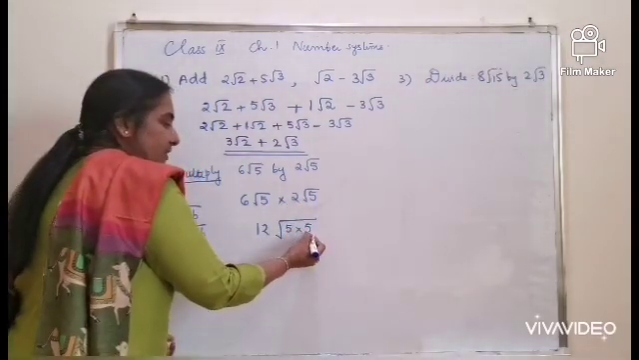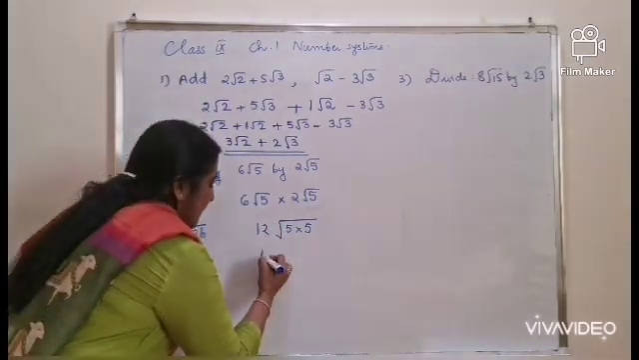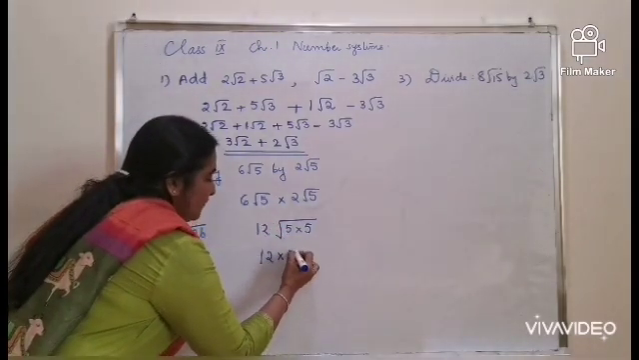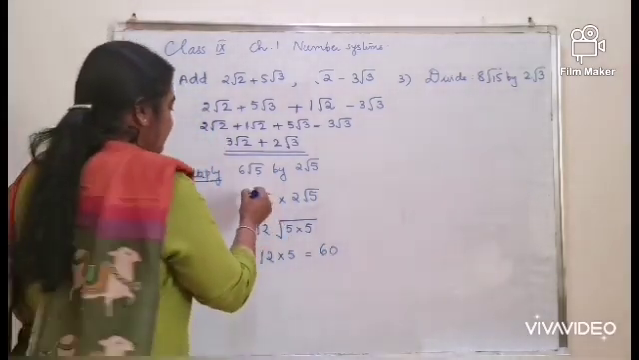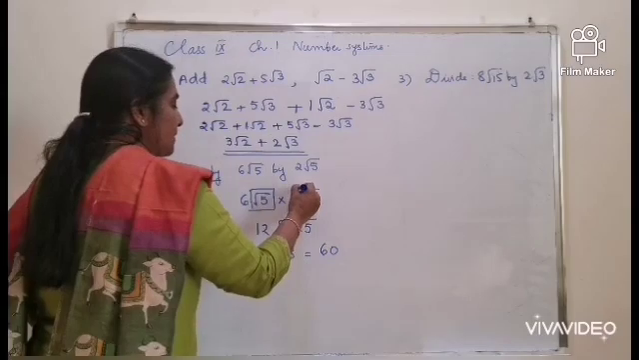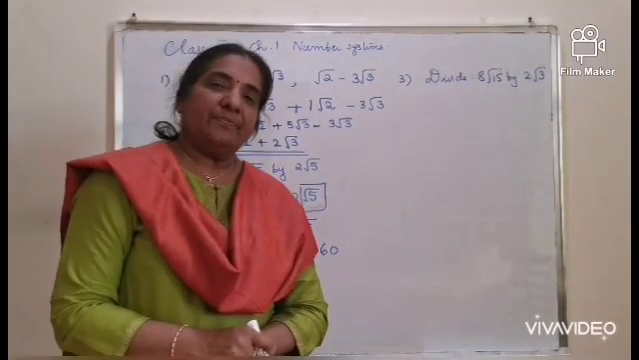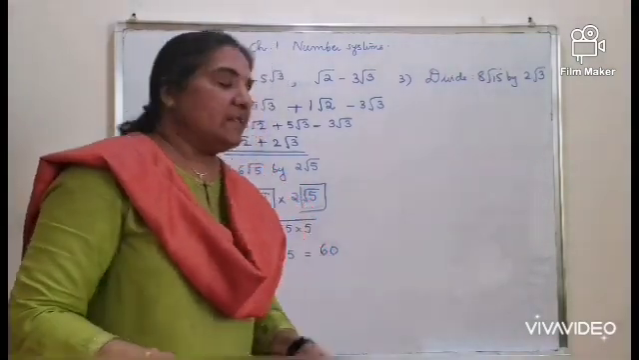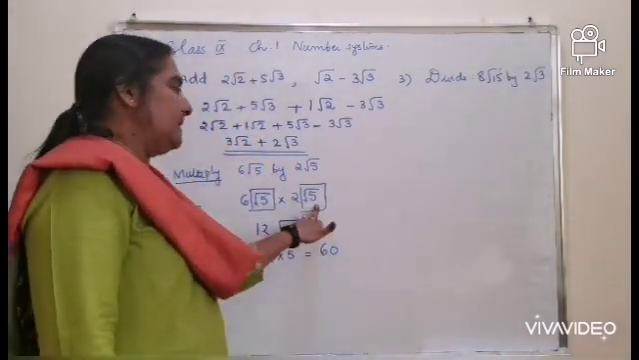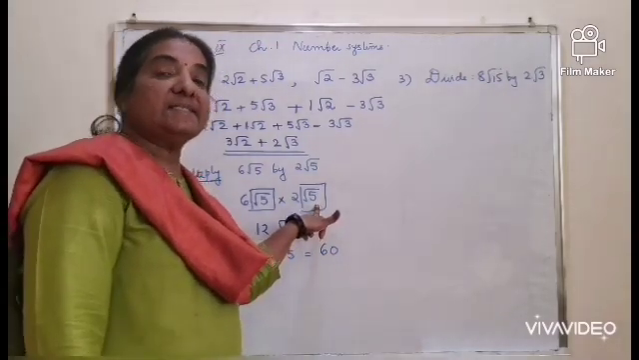Square root of 5 into 5 is square root of 25, or it is again 12 into 5, which is equal to 60. Or you can simply remember that root 5 into root 5 is 5. Root 2 into root 2 is 2. That means the product of the same irrational factor is the rational number itself.